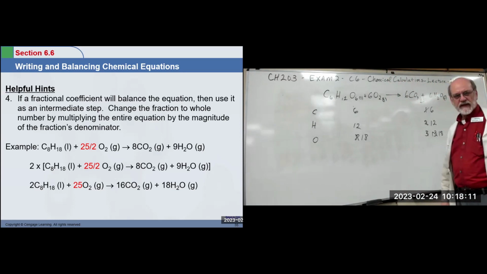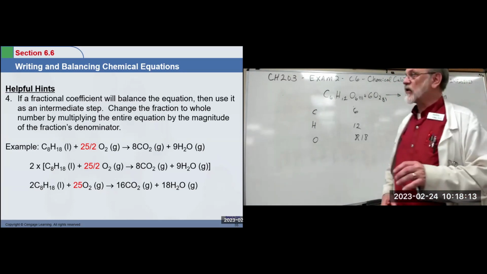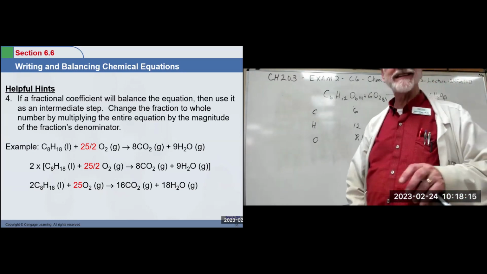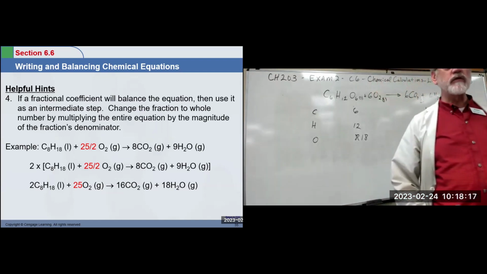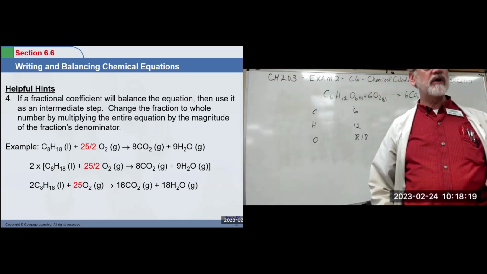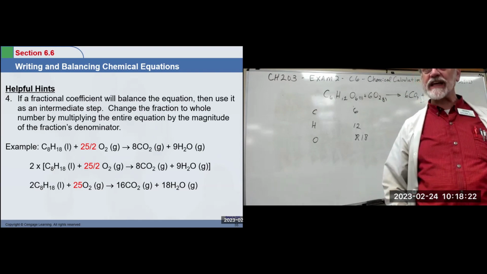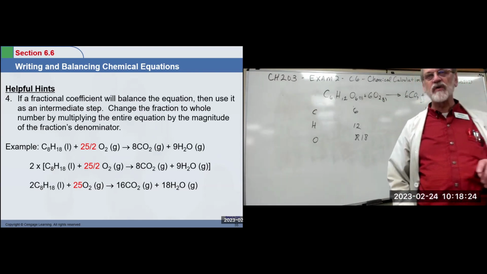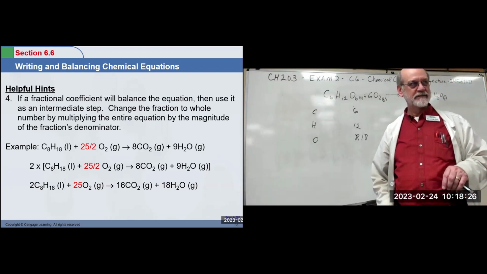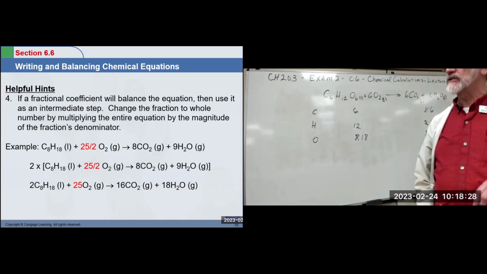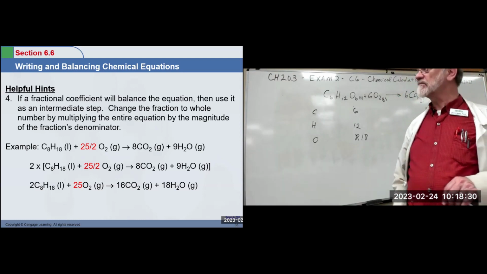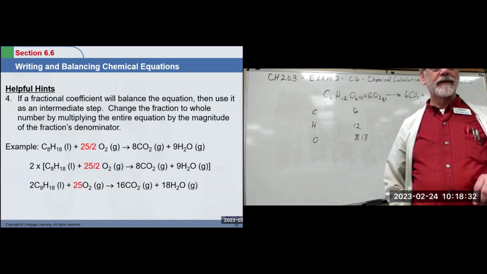This one is a hydrocarbon, C8H18. And if you drove your car today, you burned a bunch of it. That's octane. That's the primary component in your gasoline. And this is what happens in your engine. Plus oxygen yields carbon dioxide and water.